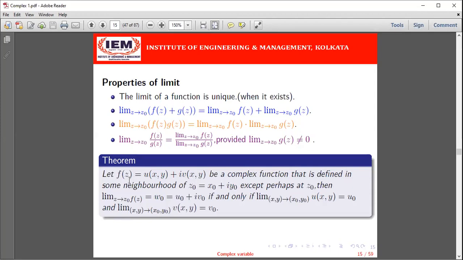What is this criterion? Let's say f(z) is u and v, so u and v both are functions of x and y. Suppose the complex function is defined in the neighborhood of z0 equals x0 plus i y0, except at the point z0. Then the limit will exist if, here u(x,y) and v(x,y), the real part and imaginary part of the function, are two functions of two variables. If the limit of the real part exists and goes to the real part of the limit of the entire function, and the imaginary part has a limit that goes to the imaginary part of the limiting value, then only we'll say that the limit exists. Otherwise, the limit doesn't exist.